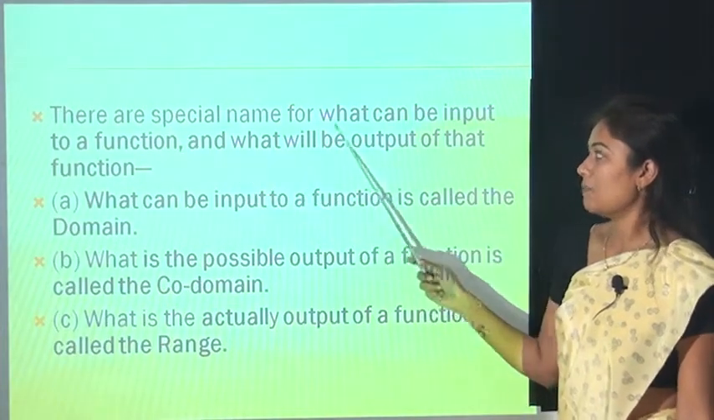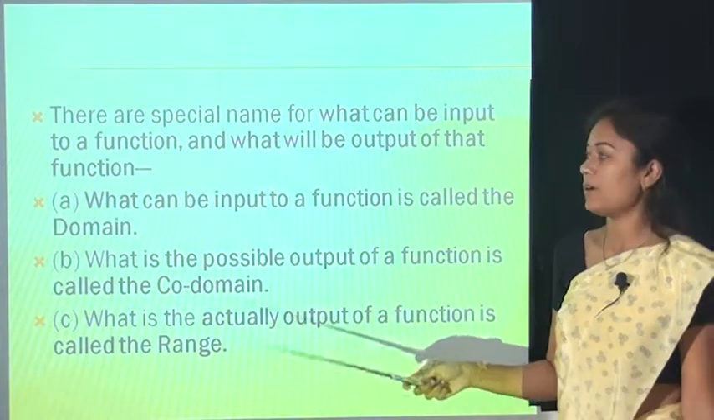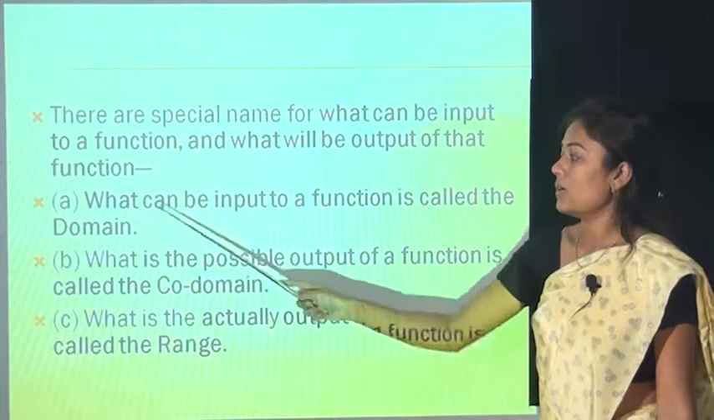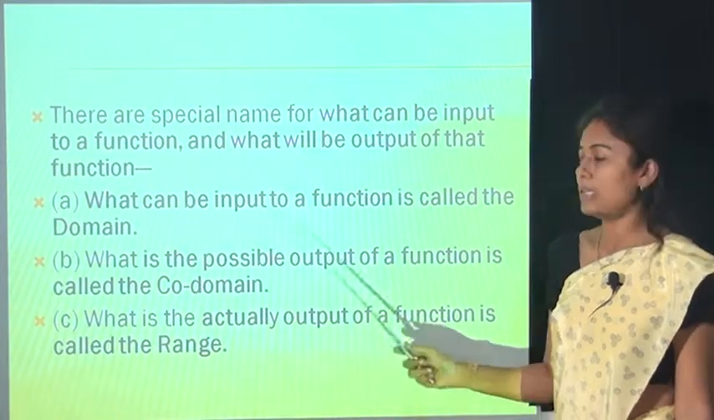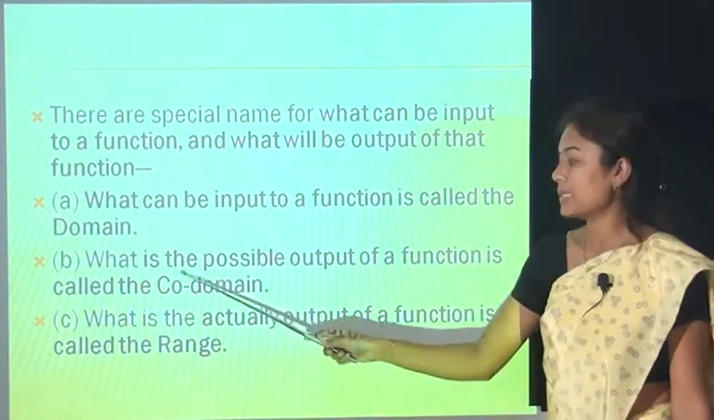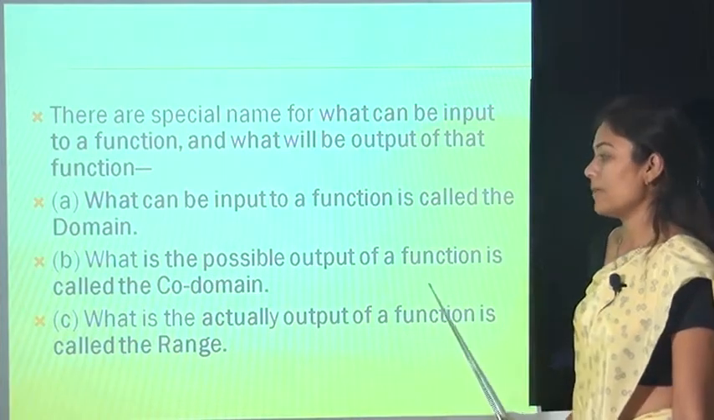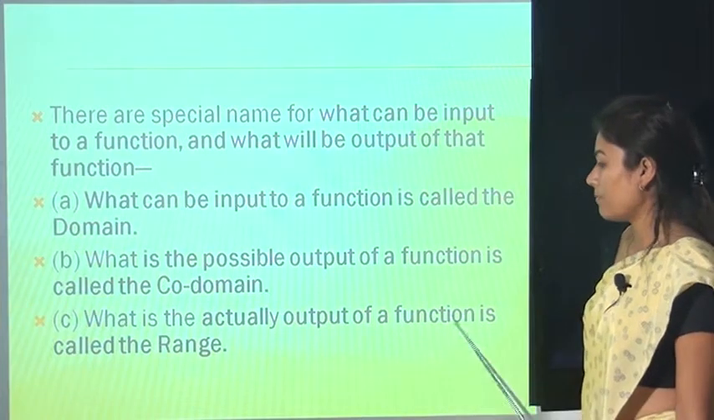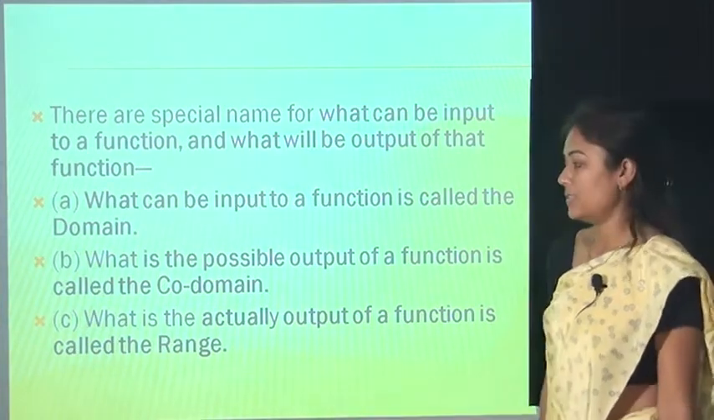Now there are special names for what can be input into a function and what will be output from a function. What can be input to a function is called the domain, and what is the possible output of a function is called the codomain. What is actually output by a function is called the range.